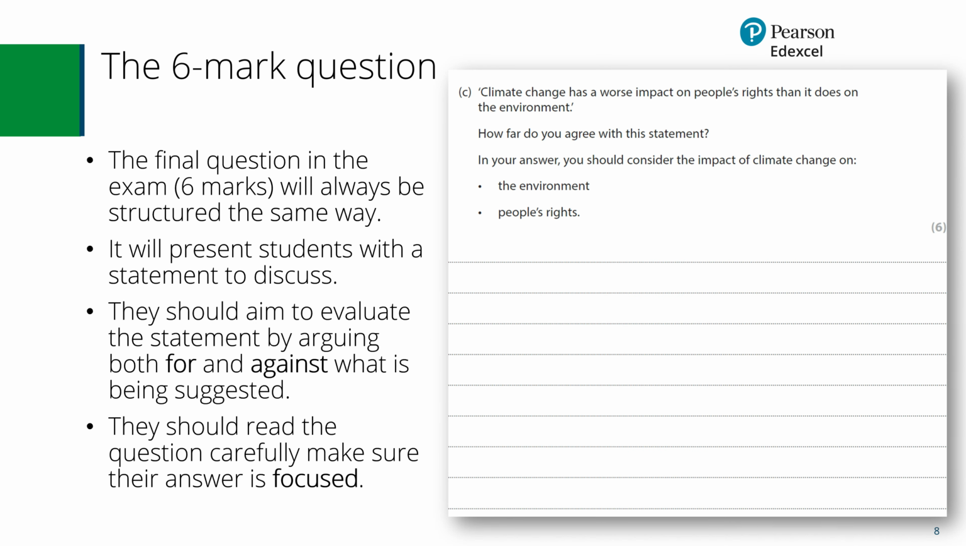I've mentioned the 6-mark question a couple of times now, and it is a very important and unique feature of this qualification. Students every year will be presented with a provocative statement and asked to discuss how far they agree with this statement. They need to read that question carefully and produce a focused answer that can look for points that both support and contradict the statement. They argue for and against, and eventually come up with their own conclusion.